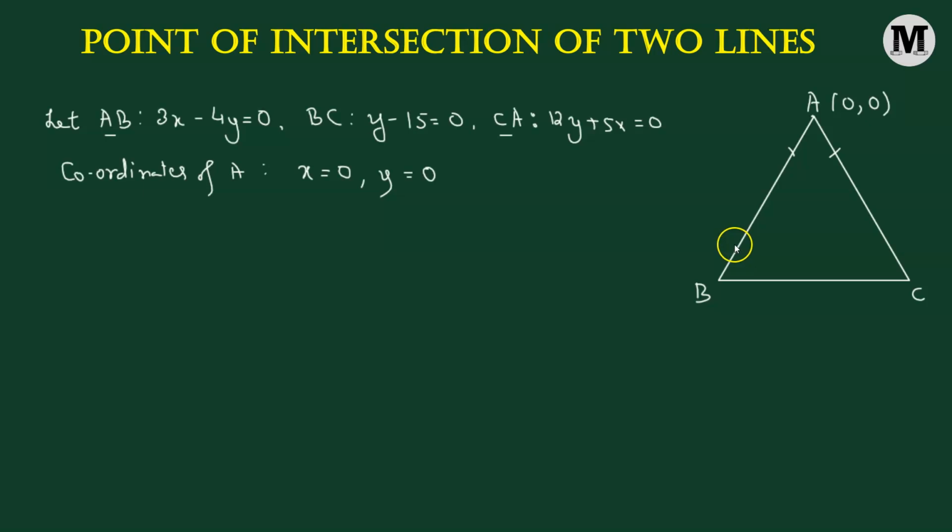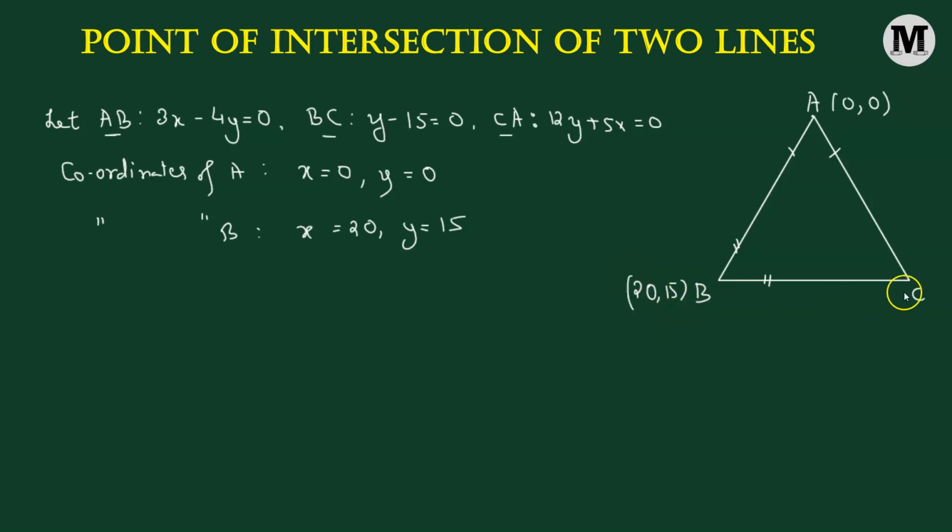So for this, we'll take the sides that are adjacent to the vertex B. Those are BA and BC, so we have to consider the side AB and side BC. We're going to solve these two equations, and that is going to give us the coordinates of B. So x is going to be equal to 20 and y is going to be equal to 15, which means that the coordinates of B are (20, 15).